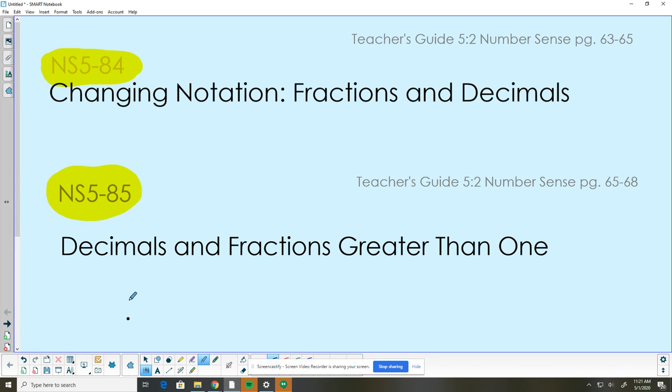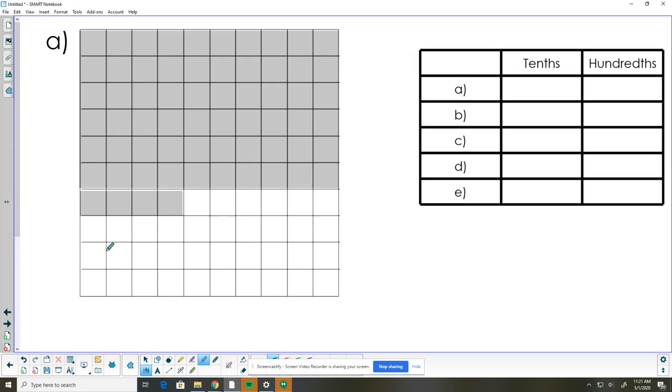Changing fractions to decimals and decimals to fractions. And what do we do with decimals and fractions that are greater than 1?